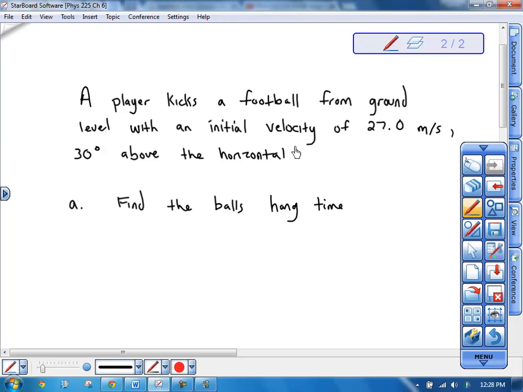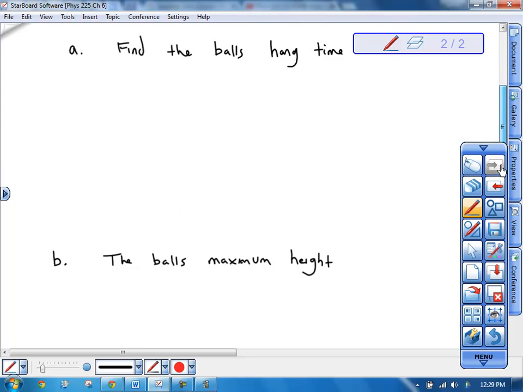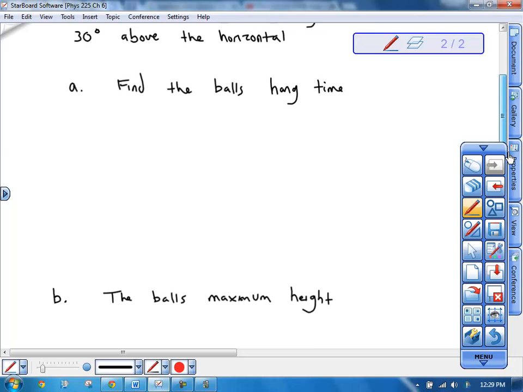All right, so the last question then says a player kicks a football from ground level with an initial velocity of 27 meters per second, 30 degrees above horizontal. What's the ball's hang time? We'll also get the maximum height and the range.